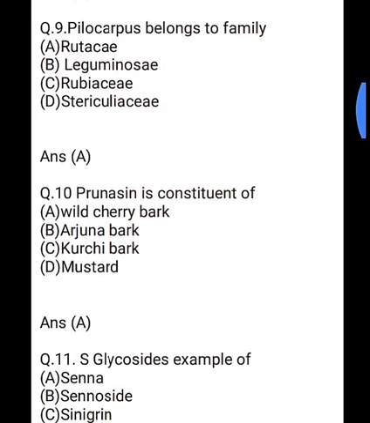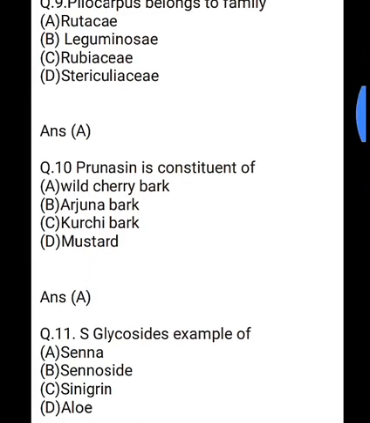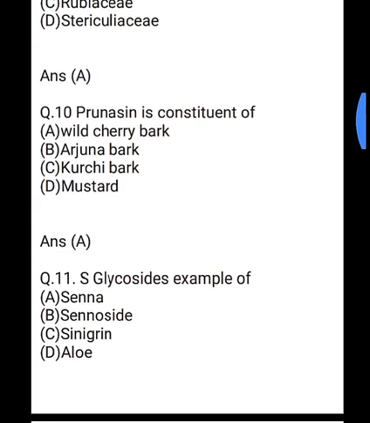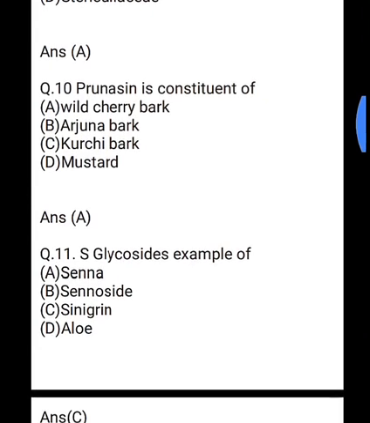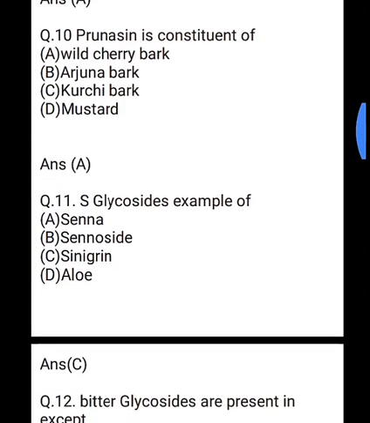S-glycoside example is a very important question. Option A, senna; option B, ginger; option C, sinigrin; option D, aloe. Try your answer, and the correct answer is option C, sinigrin. Senna is an O-glycoside and aloe is a C-glycoside. It is a major difference, and some questions ask this in pharma competitions and exams.